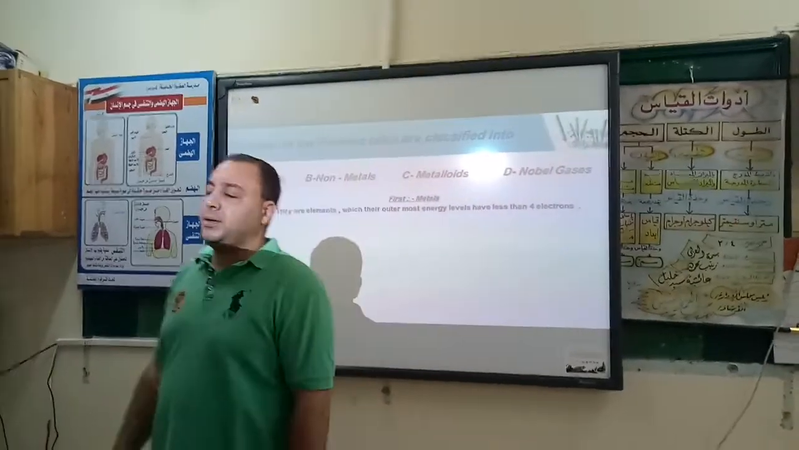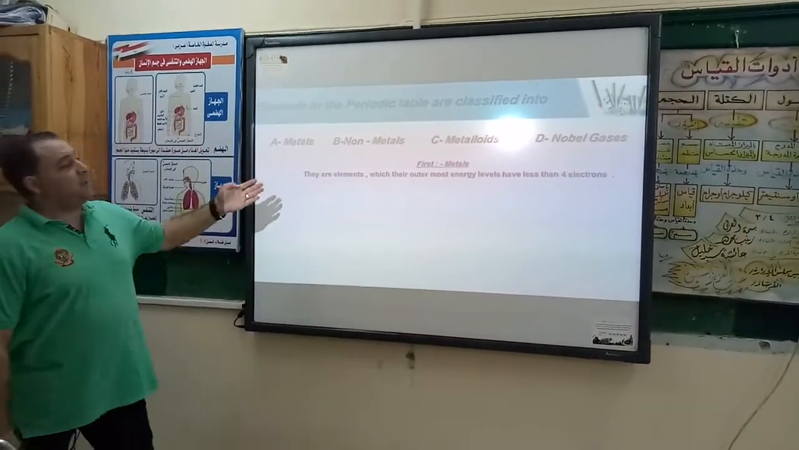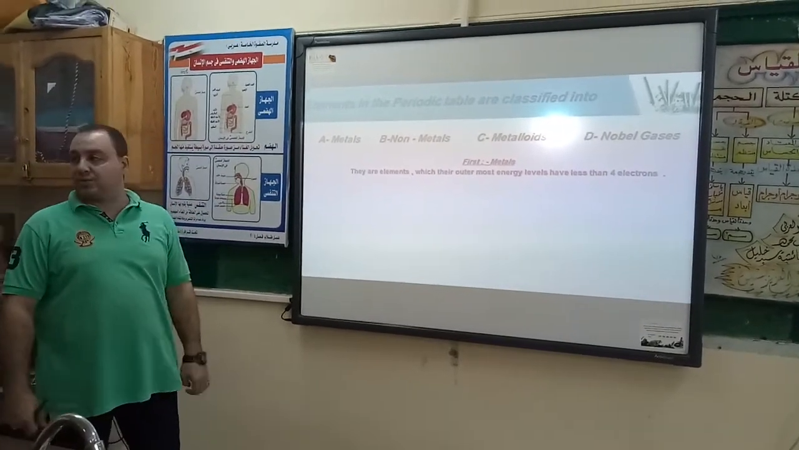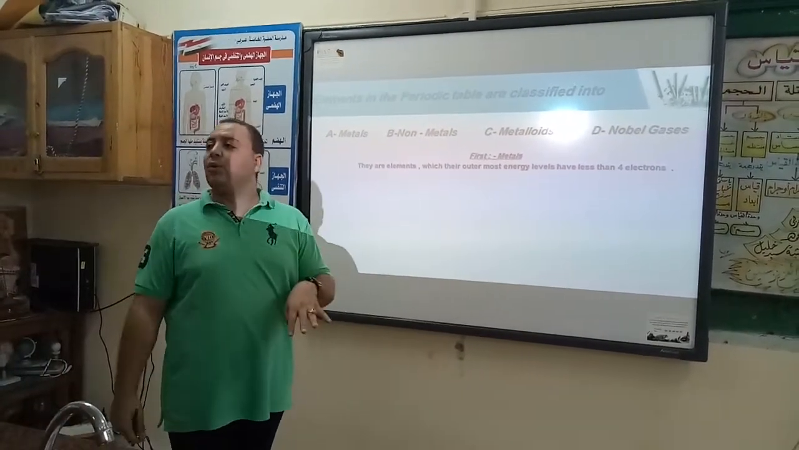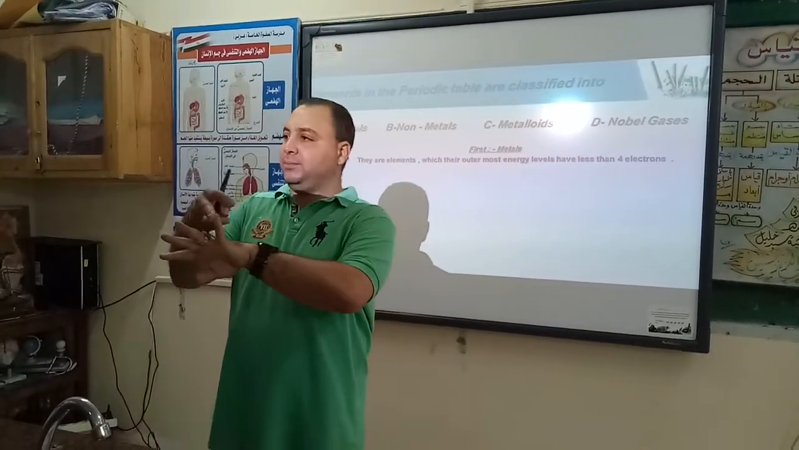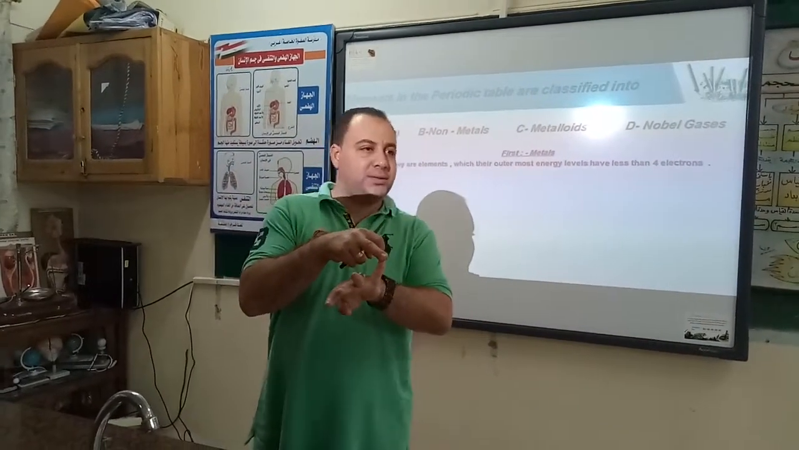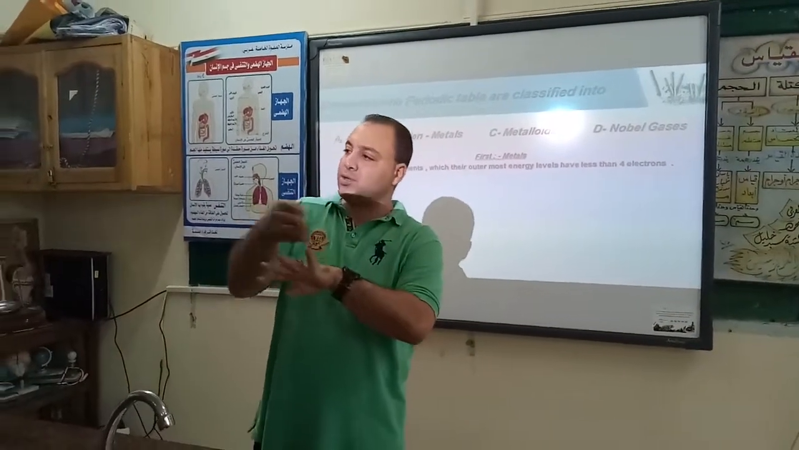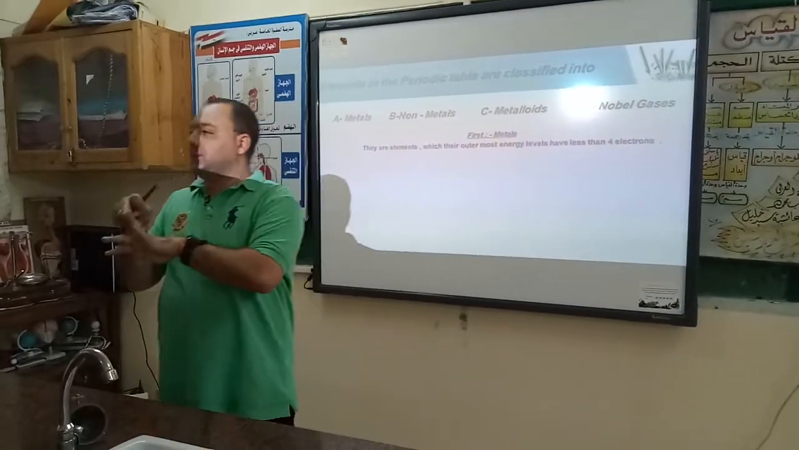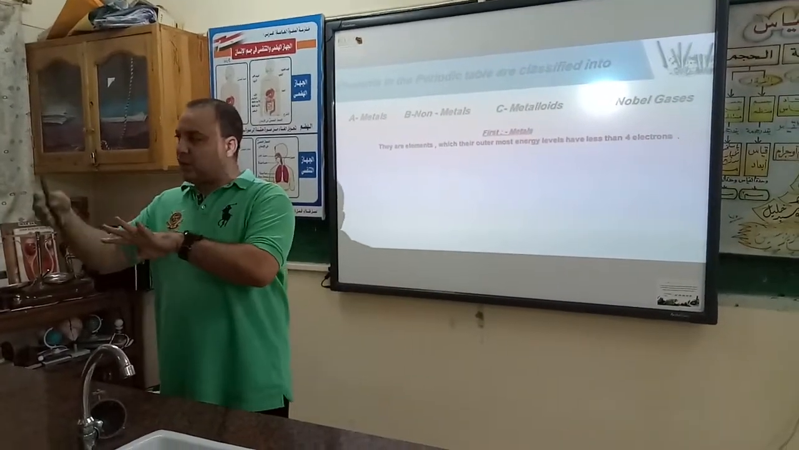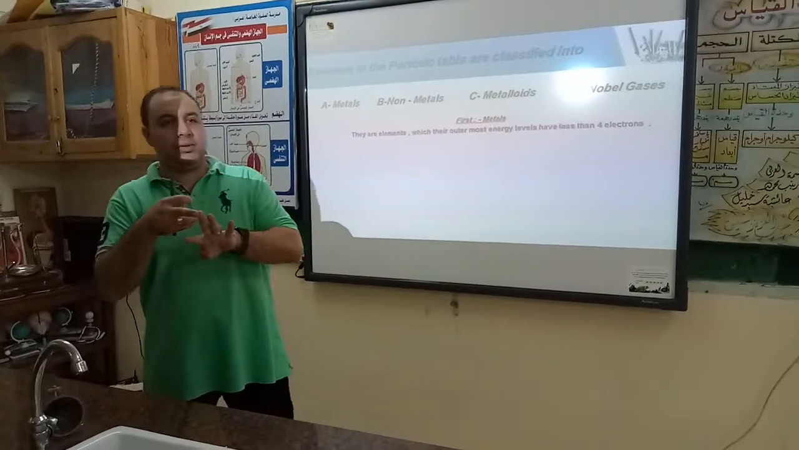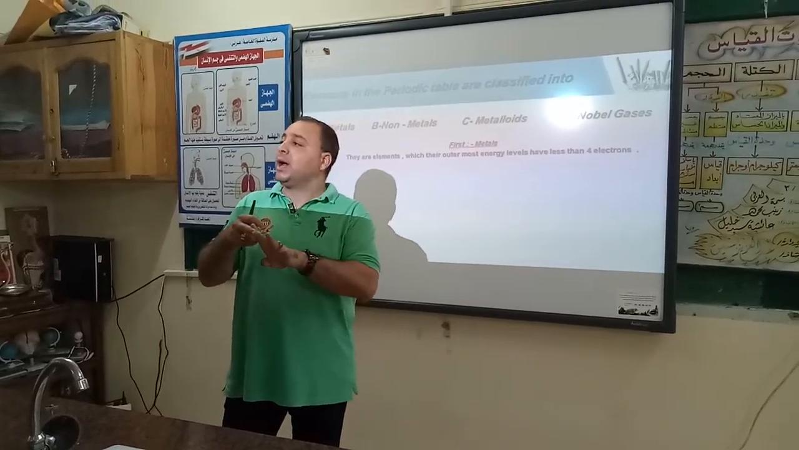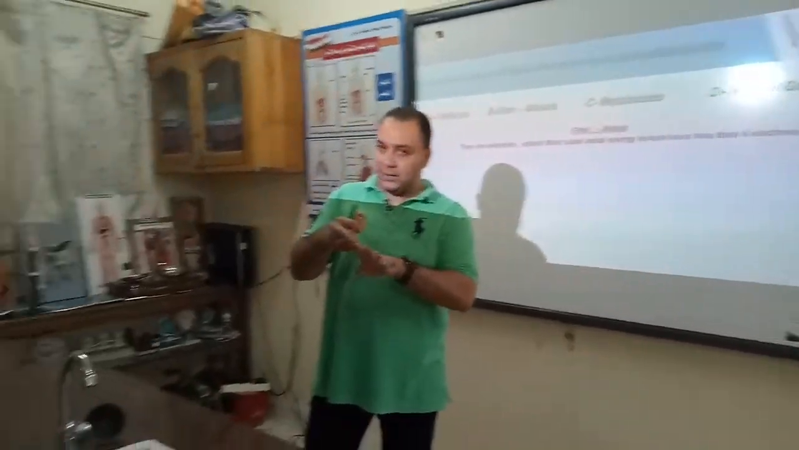What's meant by metal? They are elements whose outermost energy level has less than 4 electrons. Less than 4 electrons. As lithium, its atomic number is 3, so its electronic configuration is 2, 1. So it's a metal. Sodium 11, 2, 8, 1. So it's a metal. Magnesium 12, 2, 8, 2. Aluminium 13, 2, 8, 3.